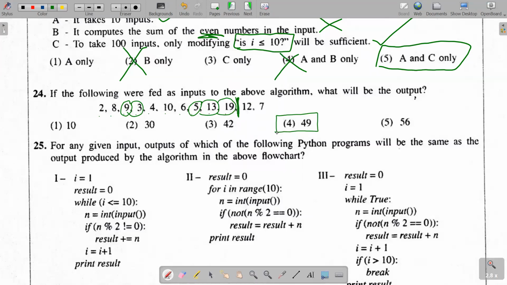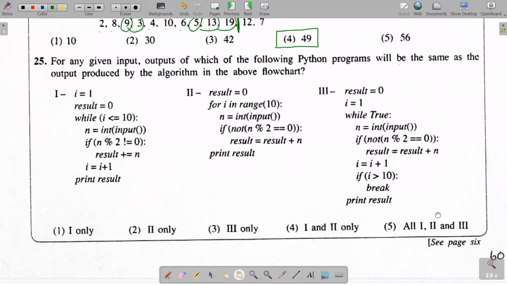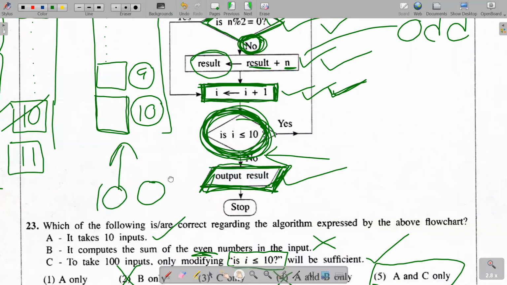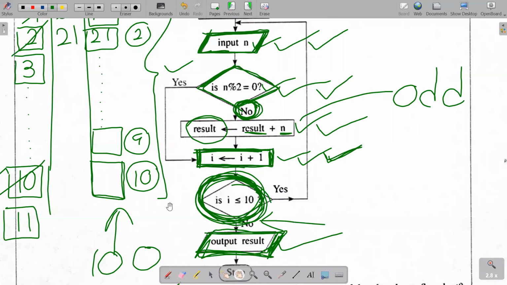Okay then, 25th. For any given input, outputs of which of the following Python programs will be the same as the output produced by the algorithm in the above flow chart? Yes. එතකොට මේක අපිට check කරලා බලන්න වෙනවා මේ අරයන්ගෙම වැඩේ සිද්ධ වෙනවාද කියන. So here I equals 1, result equals 0, right, flow chart එකේ විදිහටම while I less than or equal 10. එතකොට condition එක අරගෙන තියෙන්නේ while I less than or equal 10, so the condition yes, මොකද yes part එකේ තමයි මෙයා iterate වෙන්නේ.